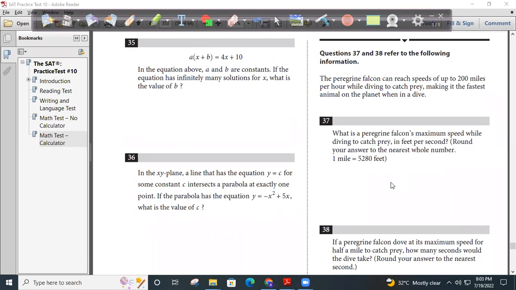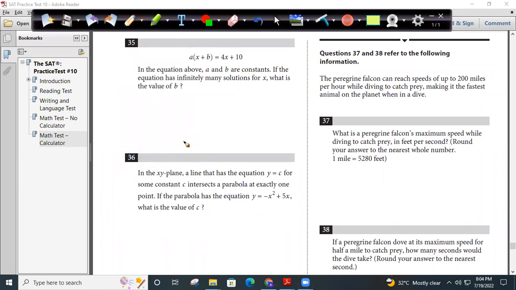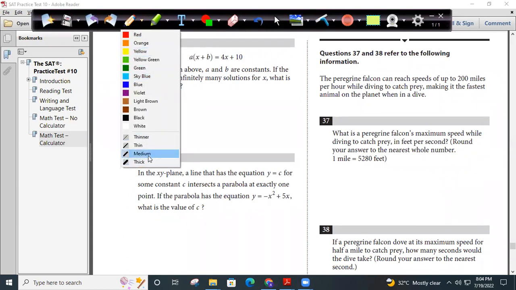Round your answer to the nearest whole number. That is important. If you type something else, the College Board will not give you the mark. Very good, 10 students gave me answers. Excellent. You can use your calculator. This is a calculator-based question, so please use your calculator and solve this.